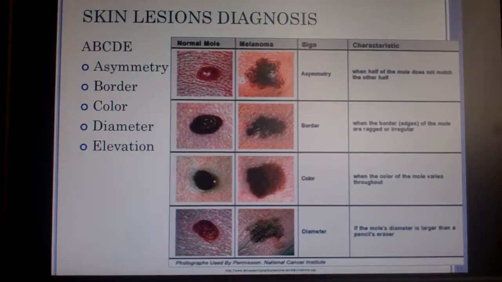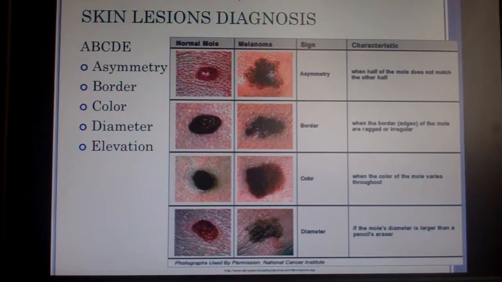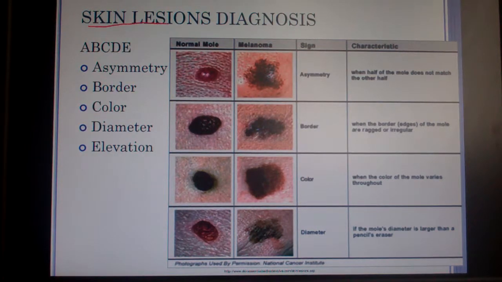Alrighty, jumping back into this, we are talking about the skin lesions, and this is how we diagnose to tell whether or not there's a reason to actually do a biopsy on skin lesions. Okay, so it's our ABCDEs. So asymmetry, border, color, diameter, and elevation.